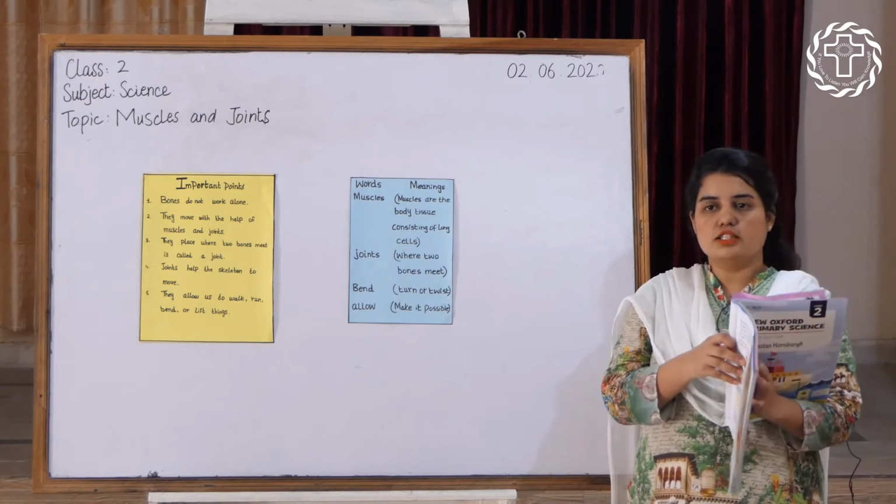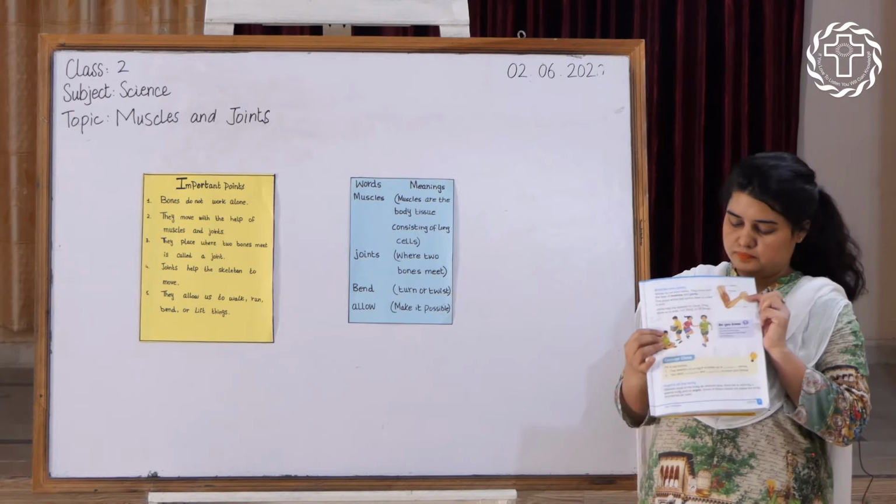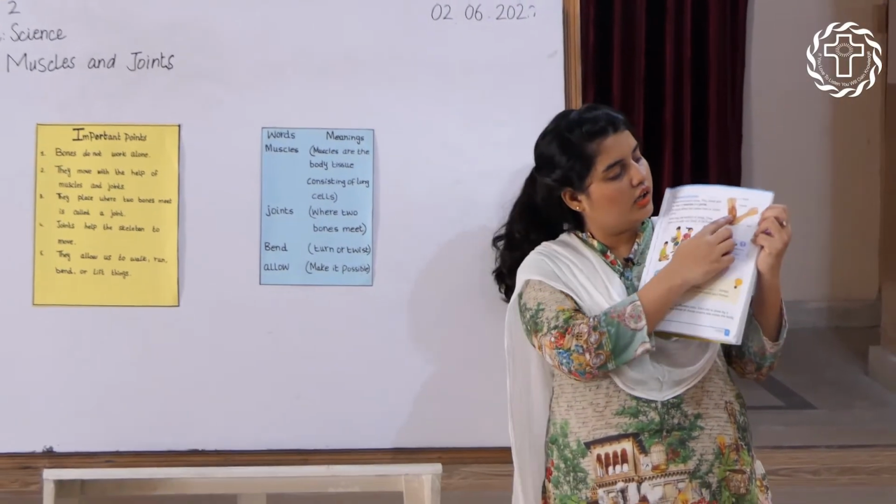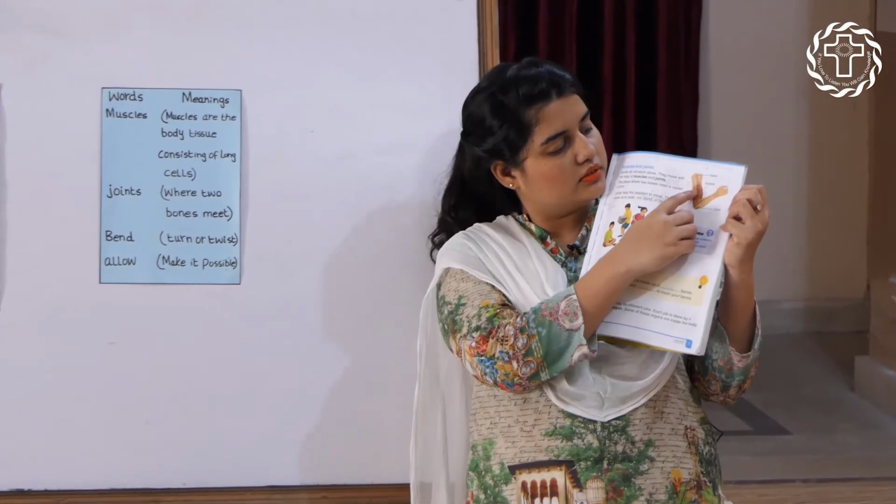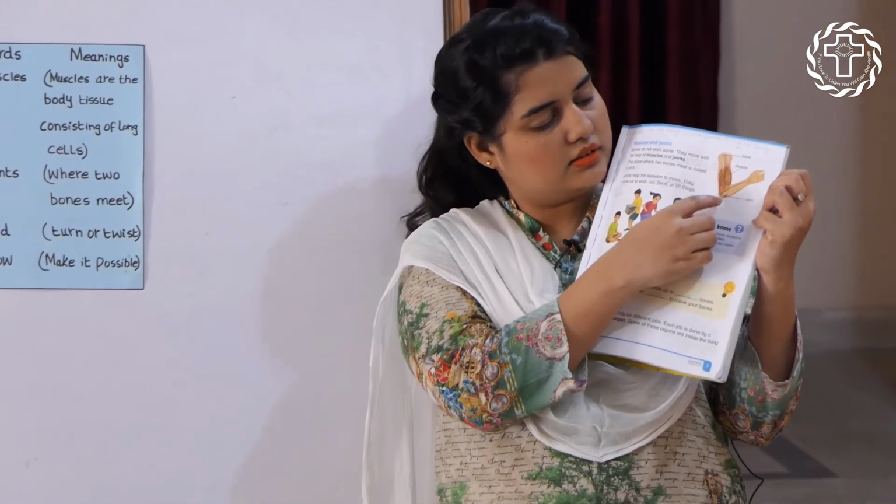Here is the picture of muscles and joint. This is bone. This is muscle. And that one is joint.